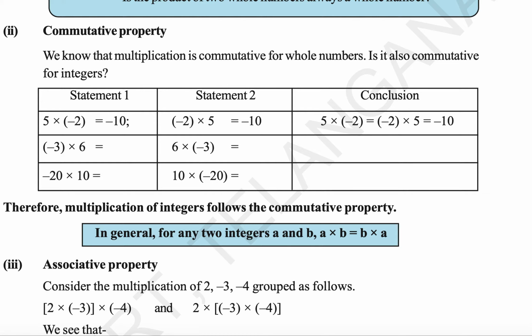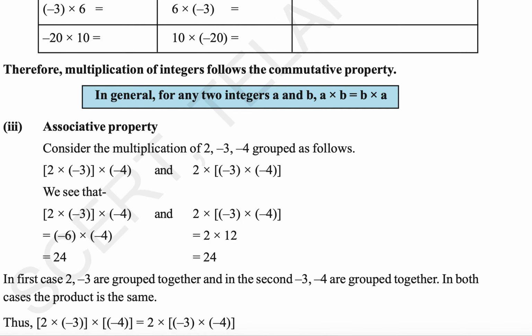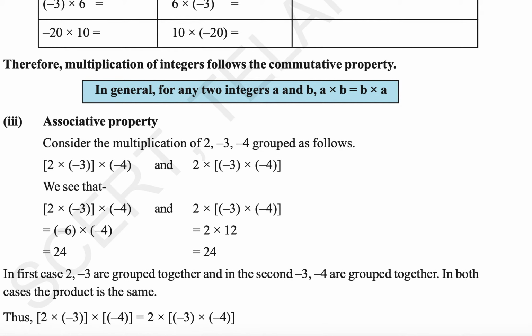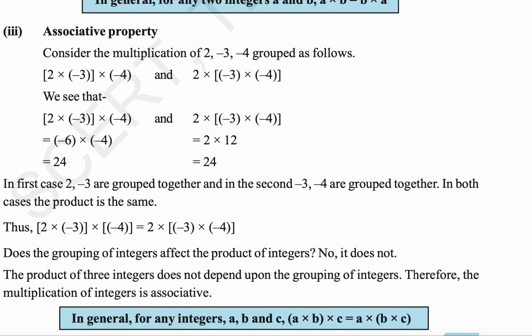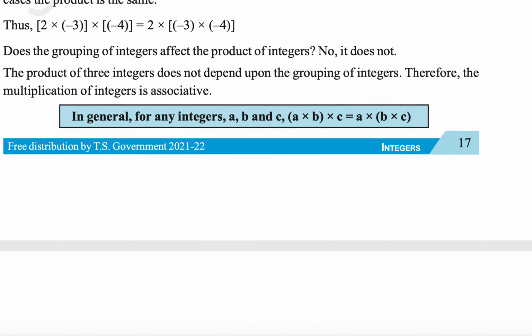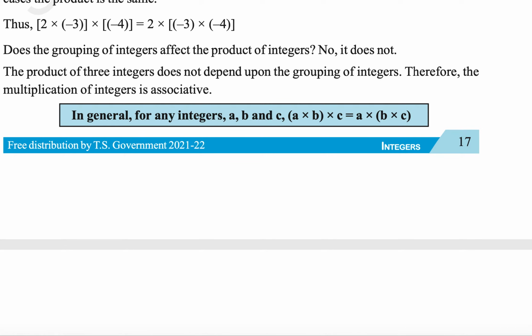Associative property. Consider the multiplication of 2, minus 3 and minus 4 grouped as follows. a into b into c, that is minus 6 into minus 4 is 24, equal to a into b into c grouped the other way, that is minus 3 into minus 4 is 12, 2 into 12 is 24. In both the cases, the answer is the same. In general, for any integers a, b and c, a into b into c equals a into b into c.